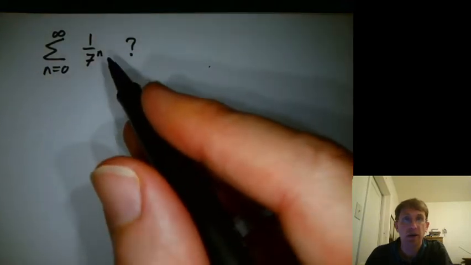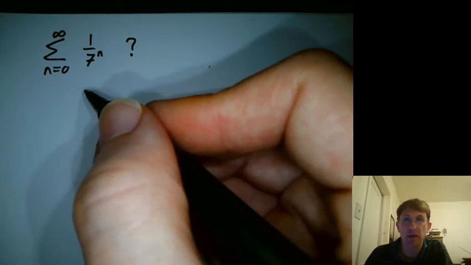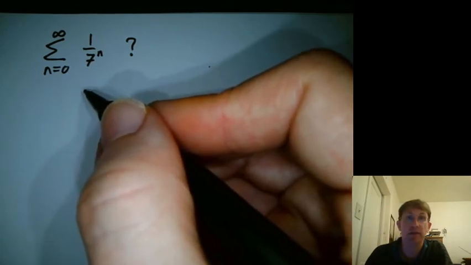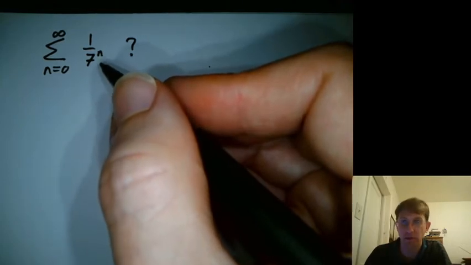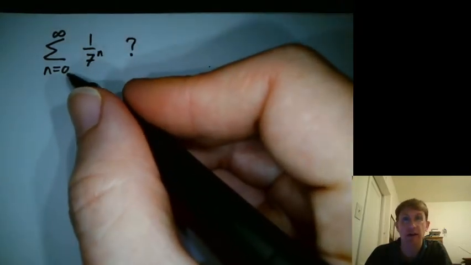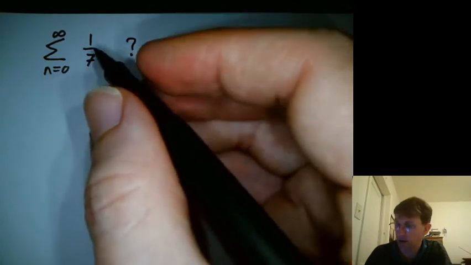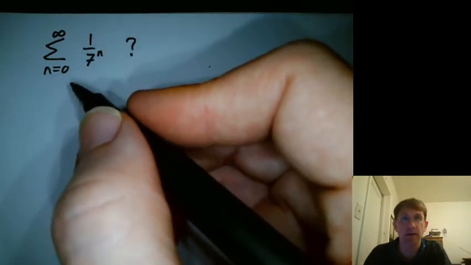Let's look at a problem. Doesn't seem too bad here. What can we do with this? Well, a good first question to think about is: is it geometric? Especially when we see something to the power of n, that's when we start thinking geometric. And also when n starts at 0, that's kind of another giveaway. That's not guaranteed, but it's a hint.